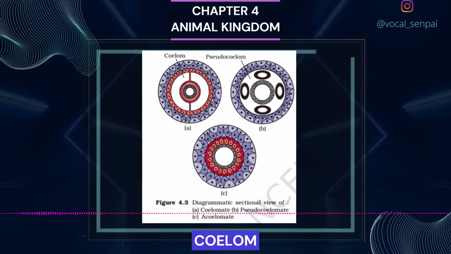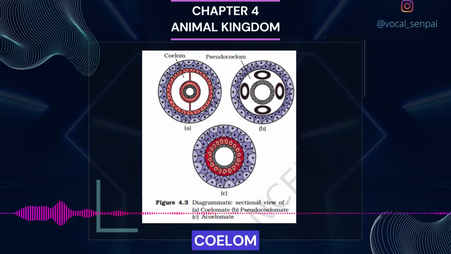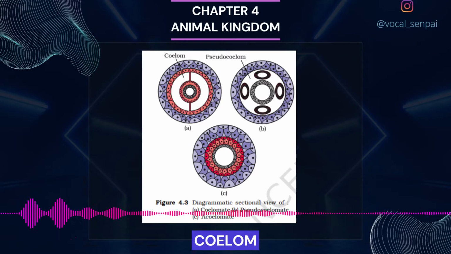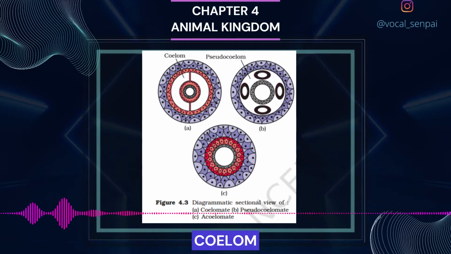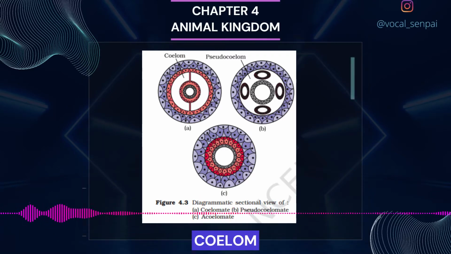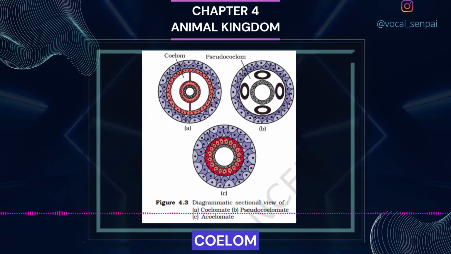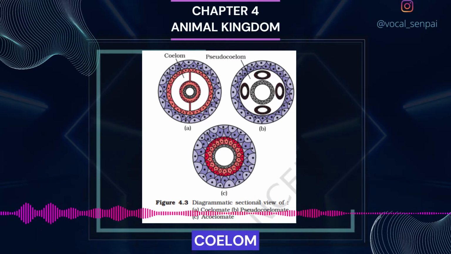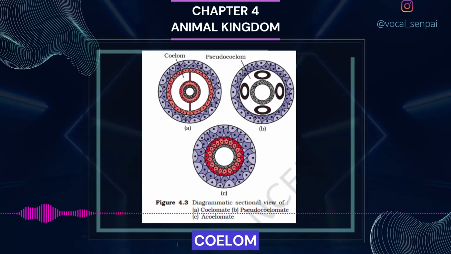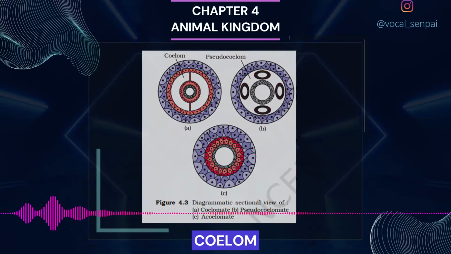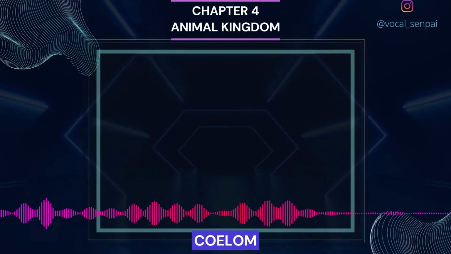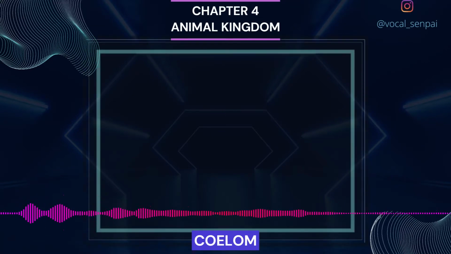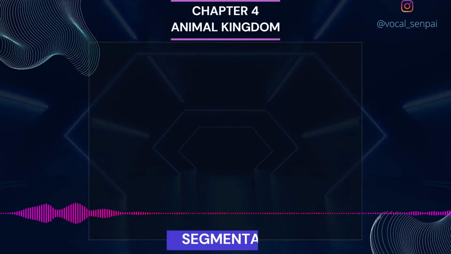In some animals, the body cavity is not lined by mesoderm. Instead, the mesoderm is present as scattered pouches in between the ectoderm and endoderm. Such a body cavity is called pseudocoelom, and the animals possessing them are called pseudocoelomates. Example, Aschelminthes, figure 4.3b. The animals in which the body cavity is absent are called acoelomates. Example, Platyhelminthes, figure 4.3c. Segmentation.